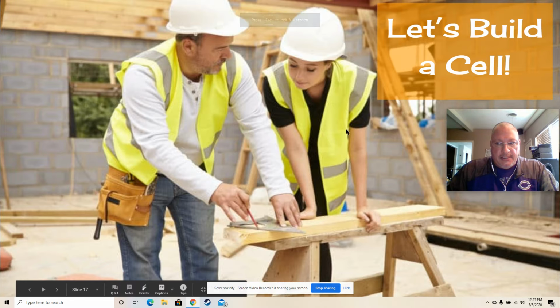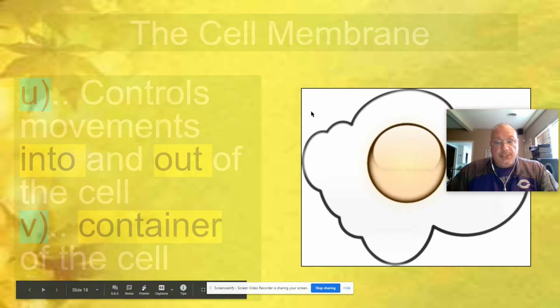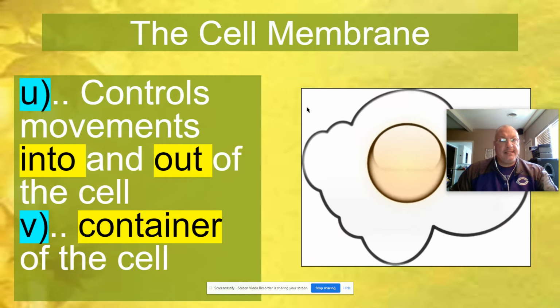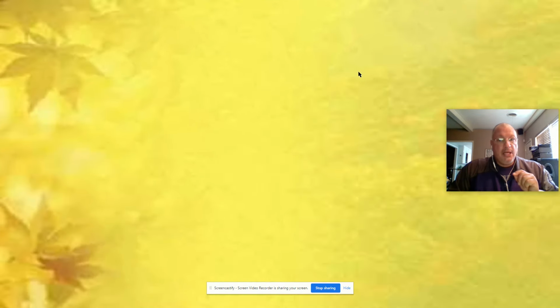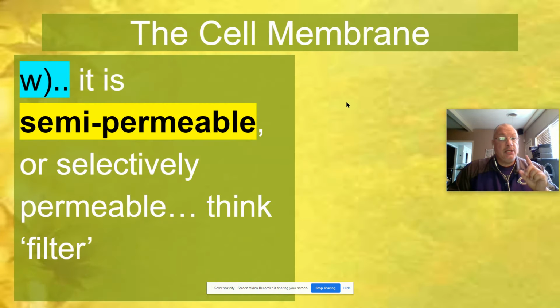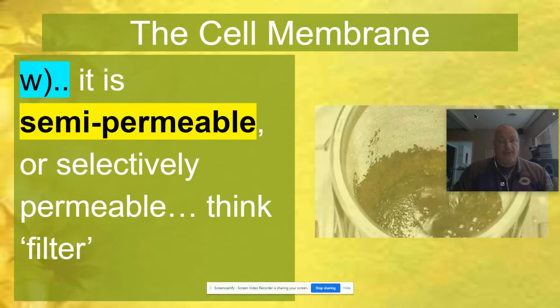Okay, y'all, let's build a cell. Here we go. The first thing that you have to have in a cell is the container. The container of the cell is called the cell membrane and it controls movement of things into and out of the cell. Okay, so the cell membrane decides what goes in and what goes out. It is semi-permeable or selectively permeable. Think of it like a filter.